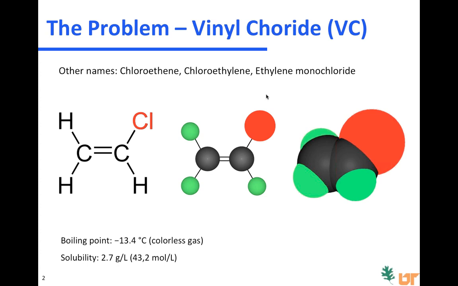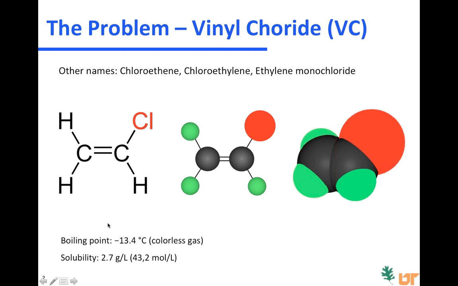Other names are chloroethene, chloroethylene, ethylene monochloride. Here you see the structures of vinyl chloride. On the right-hand side, it's a space-filling model of vinyl chloride. In red, you see the chlorine atom. In dark color, black, grayish, the carbon atoms. And in green, the hydrogen atoms. So it's an alkene, 2 carbons, a double bond, 3 hydrogen substituents, and 1 chlorine substituent.